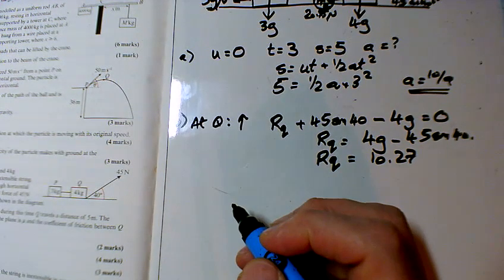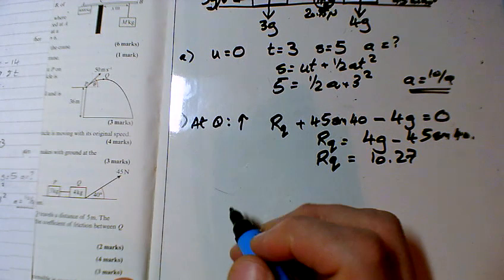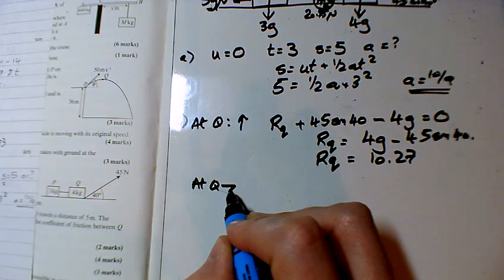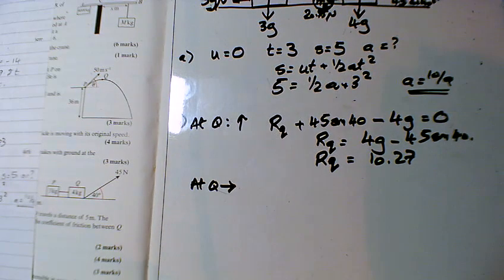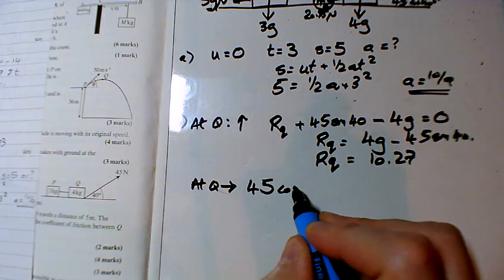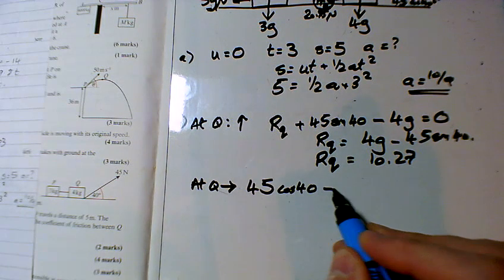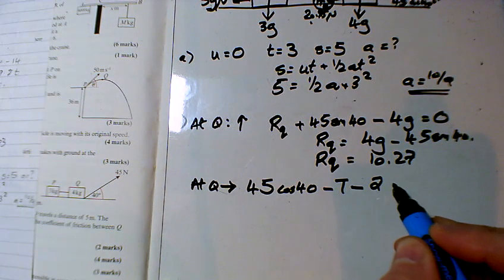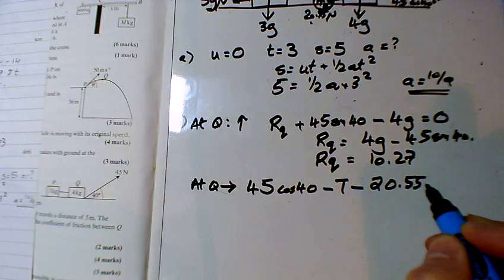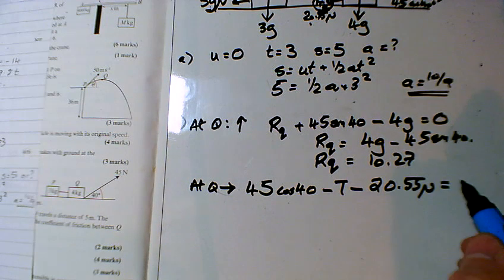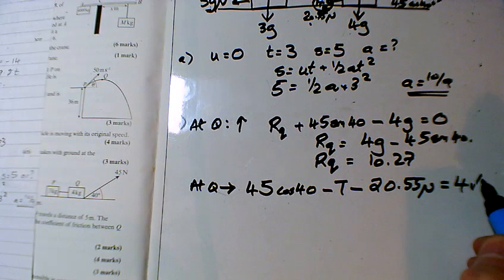Right, let's go and continue this. So we're now going to go horizontally at Q. At Q horizontally. What's pulling it to the right? You can't see my diagram at the top there, but you've got your own. So I've got 45 cos 40 pulling it to the right. I've got the tension pulling it to the left, and I've got that friction that I just put on there. So that's 20.55 mu there. And of course, going to the right, that equals mass times the acceleration. The mass of that one is 4, and the acceleration we did earlier is 10 over 9.